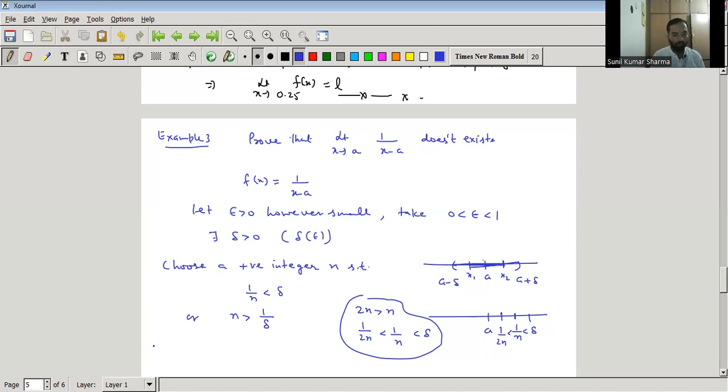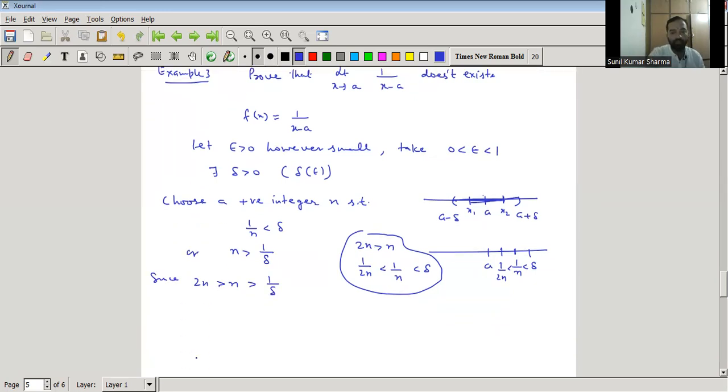So this implies, since 2n is greater than n and n is greater than 1 upon delta, we can take the reciprocal. Because delta is a positive real number, we can take the reciprocal: 1 upon 2n is less than 1 upon n is less than delta.